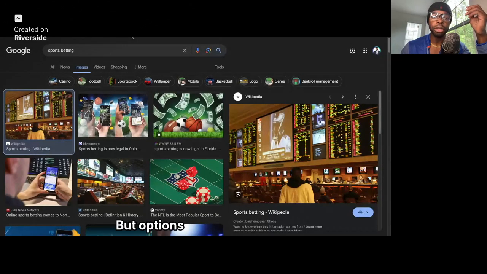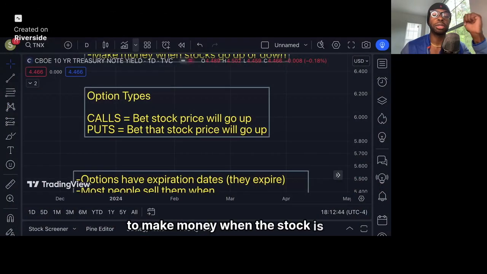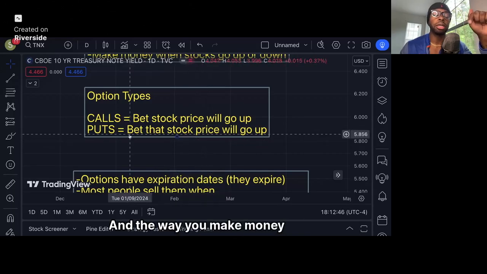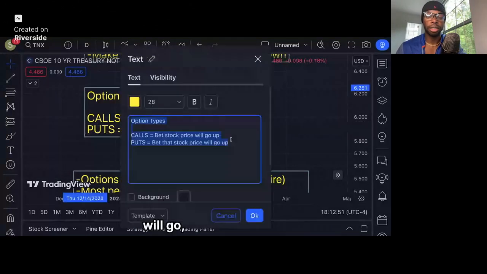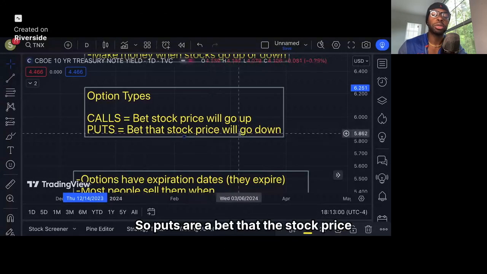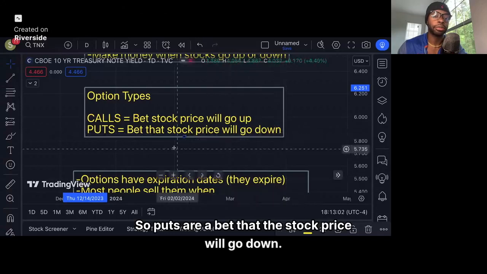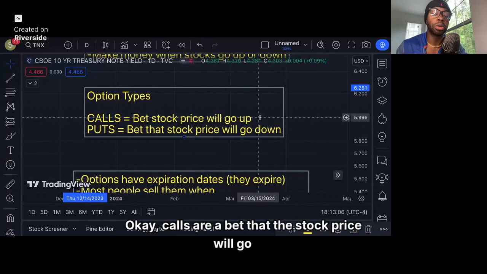But options allow you to make money when the stock is going up, and also allow you to make money when the stock is going down. And the way you make money when the stock is going down is you bet that the price will go down, with a put. So puts are a bet that the stock price will go down. Calls are a bet that the stock price will go up.